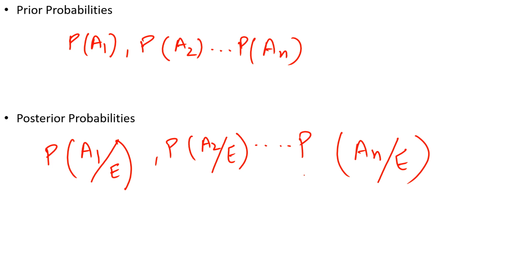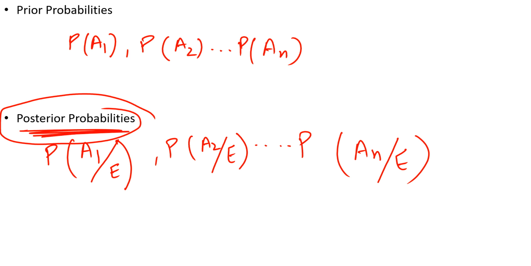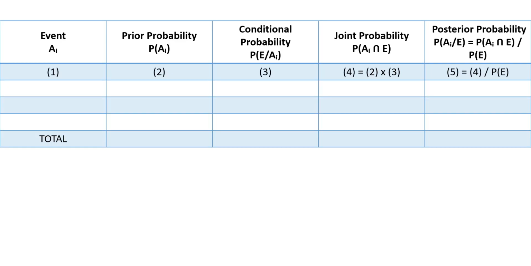And what is Bayes theorem used for? Bayes theorem is used to find these posterior probabilities. Now, let's simply define the entire event structure in the format of a table, right?